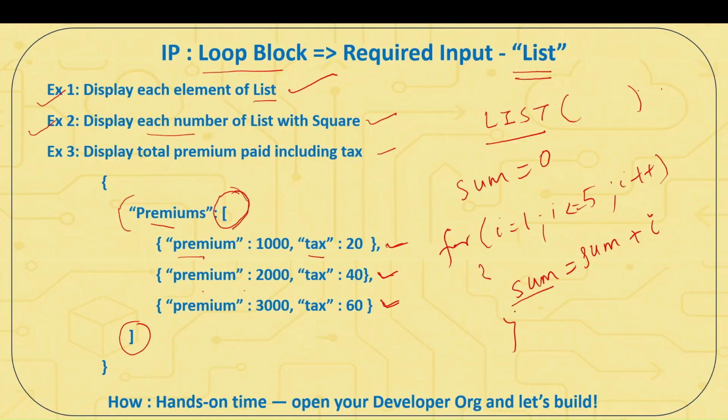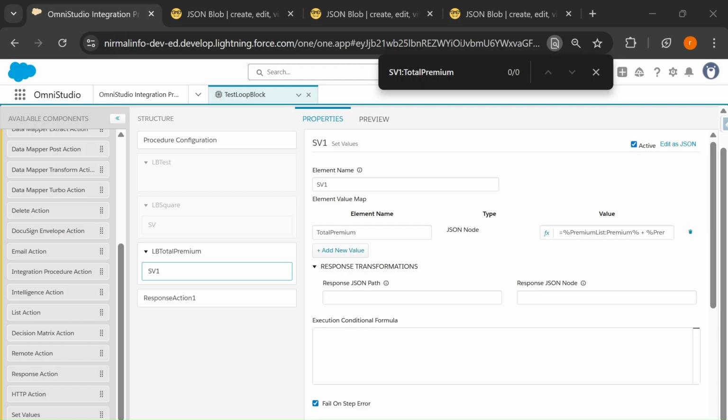Similarly here I want to show total premium. So total premium equals to total premium plus each premium value. So let me show you how we can do this. Total premium.